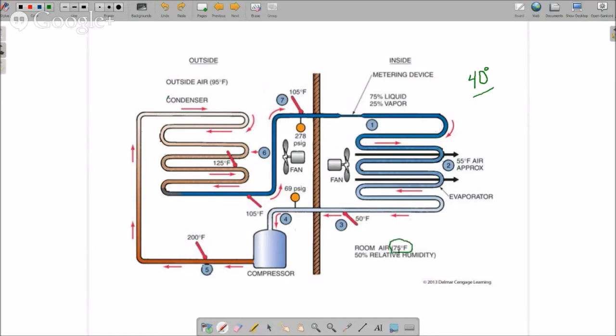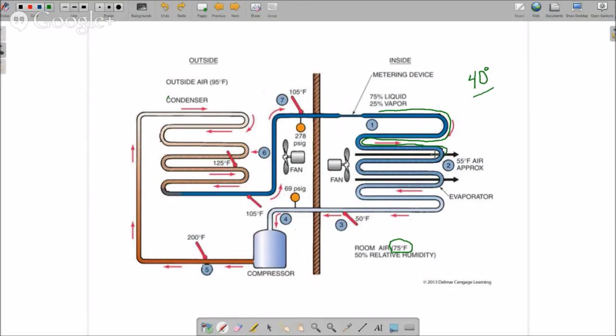So our heat travels from a substance with more heat, which is the air inside the house, to a substance with less heat, which happens to be the refrigerant in the evaporator coil at 40 degrees. And as it does this, this refrigerant starts to change state from liquid to vapor as it moves through the evaporator coil. And remember, this is now absorbing a tremendous amount of heat that it requires to change the state of this refrigerant. As it moves through the evaporator coil, it changes state and continues to do so.